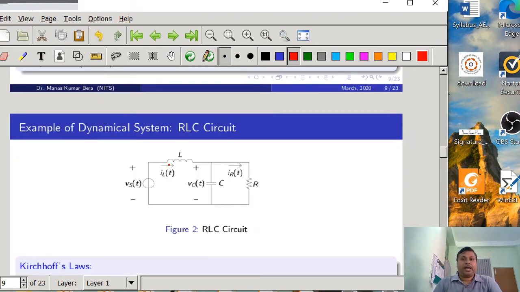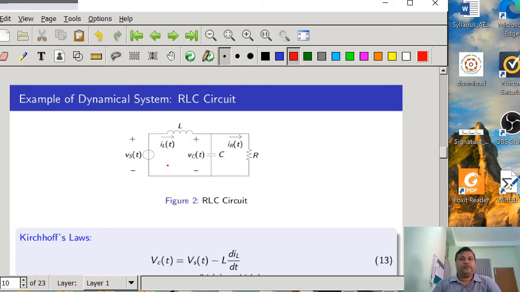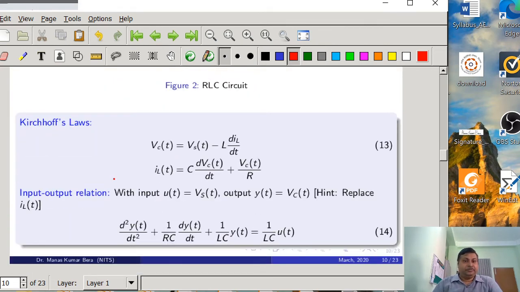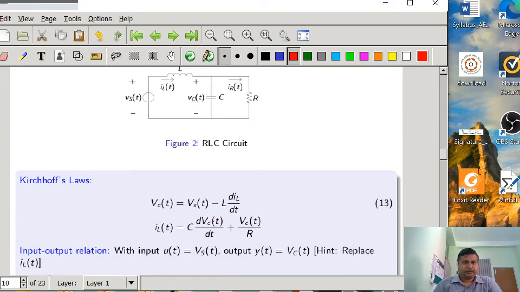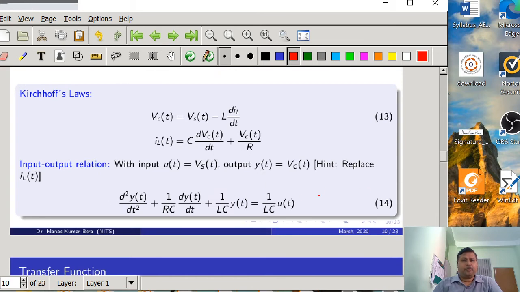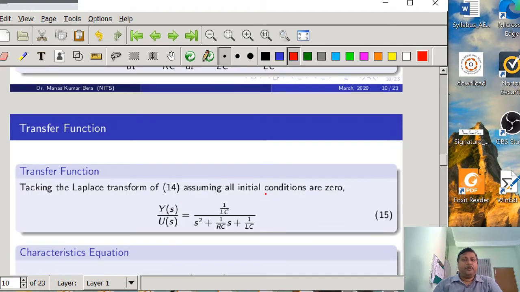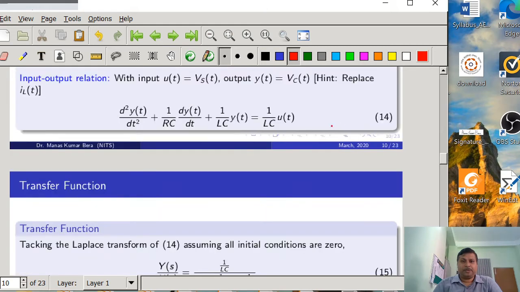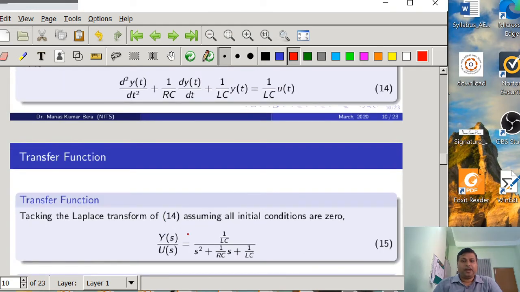Okay, so that's why I have taken the same example we discussed in the last lecture, the RLC circuit, for which we created 4 different models. Here you see this is the differential equation relating the input and output. If we know the input-output relation, then we can find the transfer function. From differential equation 14 we get Y(s)/U(s) = (1/LC) / (s^2 + (1/RC)s + 1/LC).